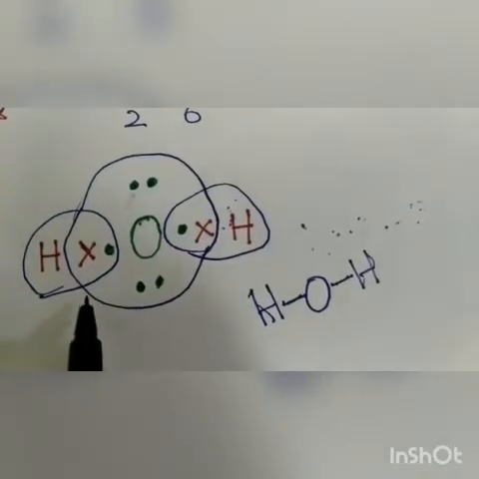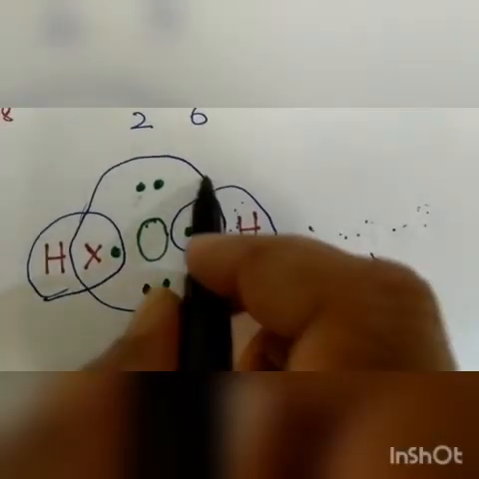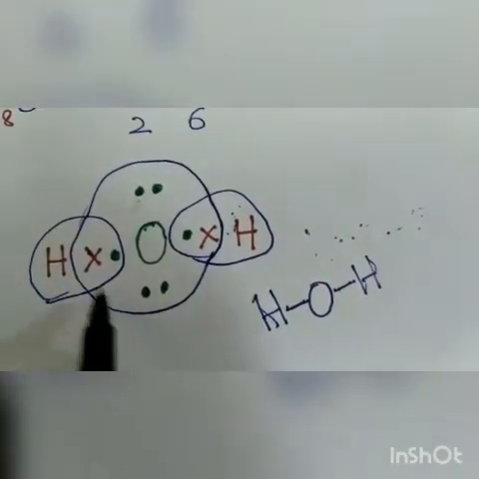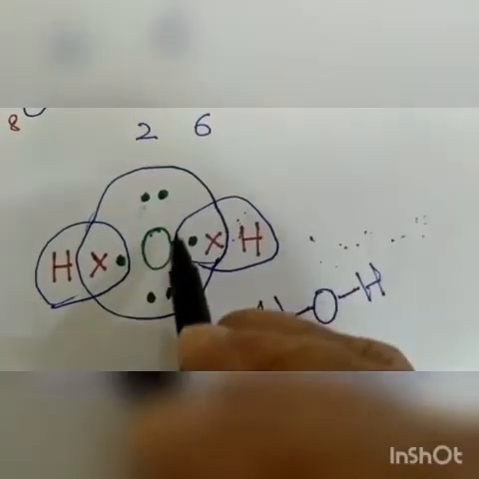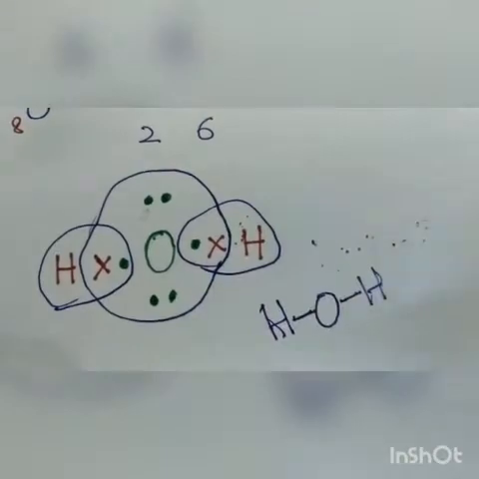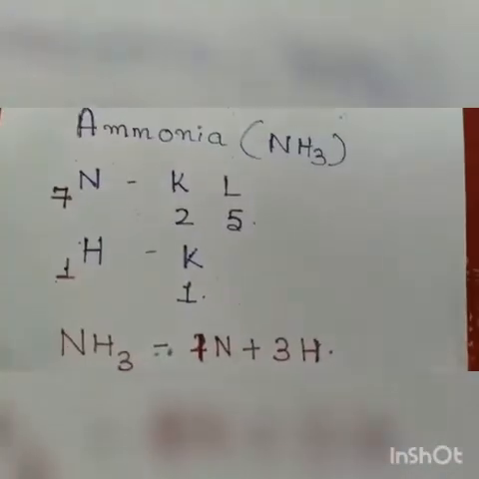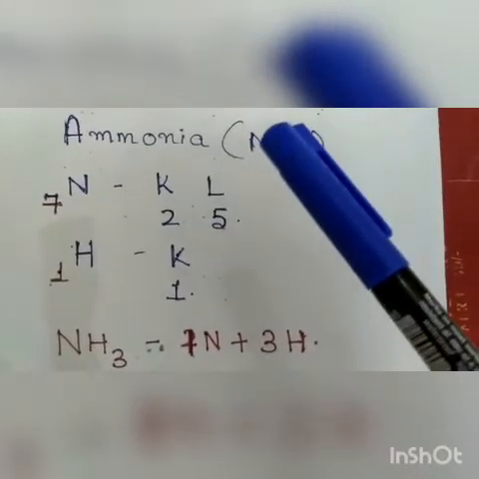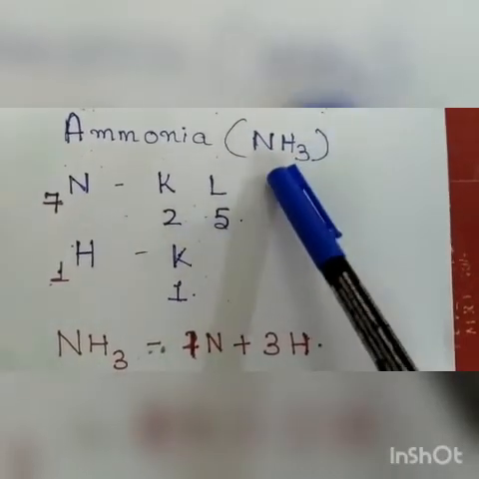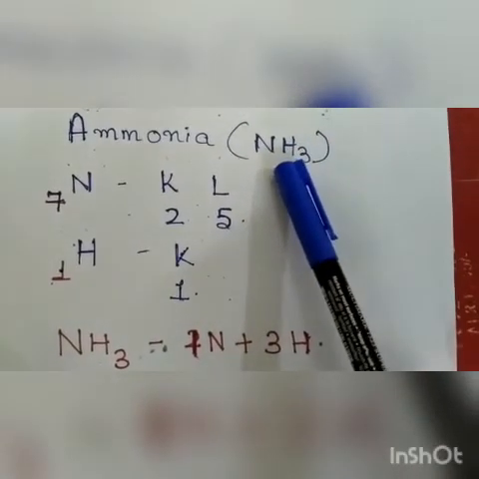Now you see here, if you take this circle, this is oxygen. If you take this circle, it is hydrogen. If you take this circle, it is again hydrogen. Now students, let us see the covalent bond in ammonia. This is the formula of ammonia.